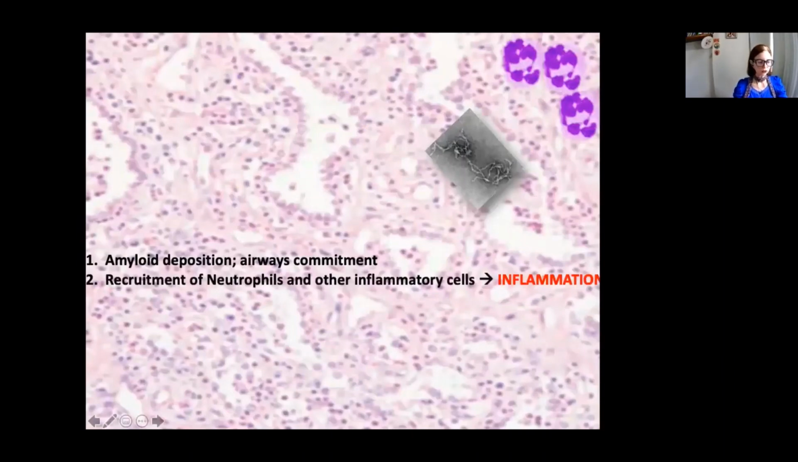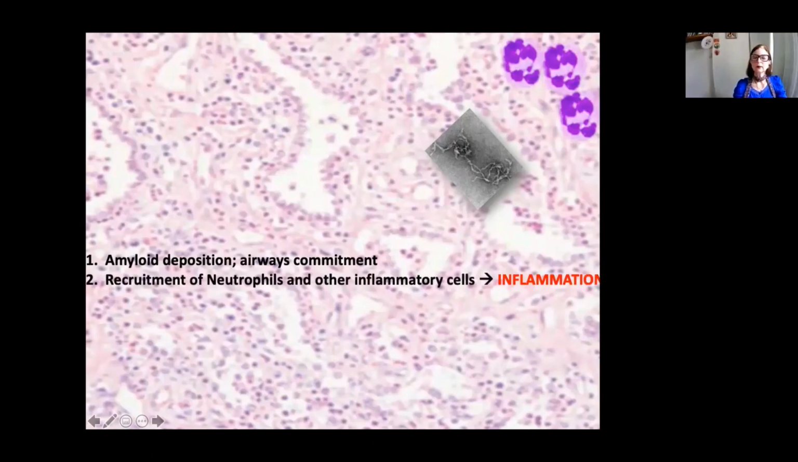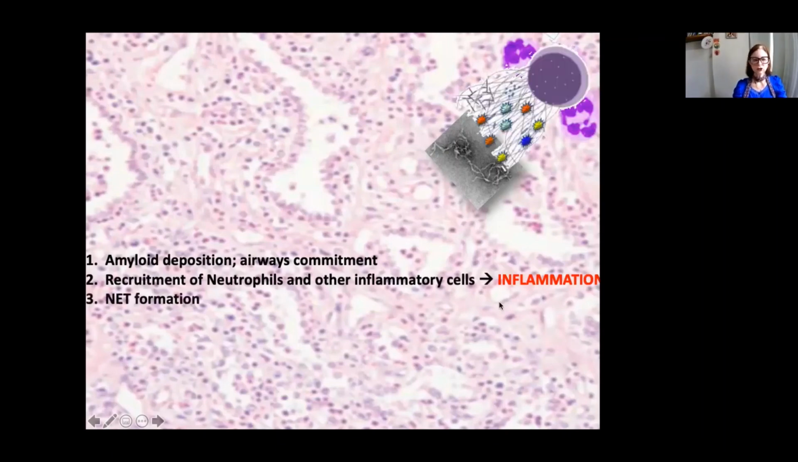This is my conclusion. With all that I showed you, what we think is, we have an amyloid deposit, so we have airways commitment or peripheral nerve commitment. These fibers recruit the neutrophils and other inflammatory cells that we evaluated, but I didn't show. It causes a severe inflammation in the tissue. And these fibers induce NET formation, and all these enzymes present in the NET digest and fragment the amyloid fibers.